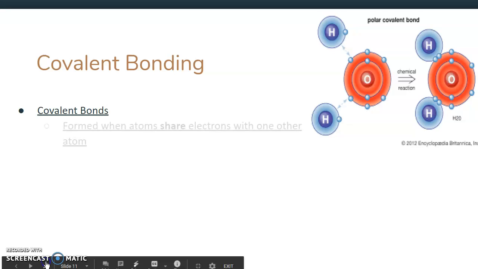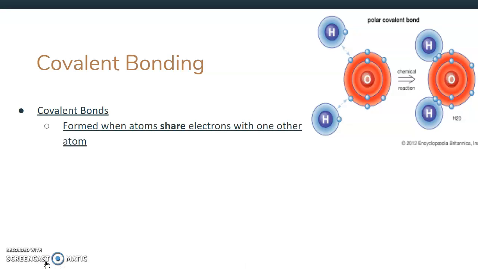But covalent bonds happen, or are formed, when atoms share electrons with one another. So when we talked about ionic bonds, what happened is the elements would each lose or gain an electron, and then because of their charges, be drawn to one another. But covalent bonds are a lot nicer. They share with one another.